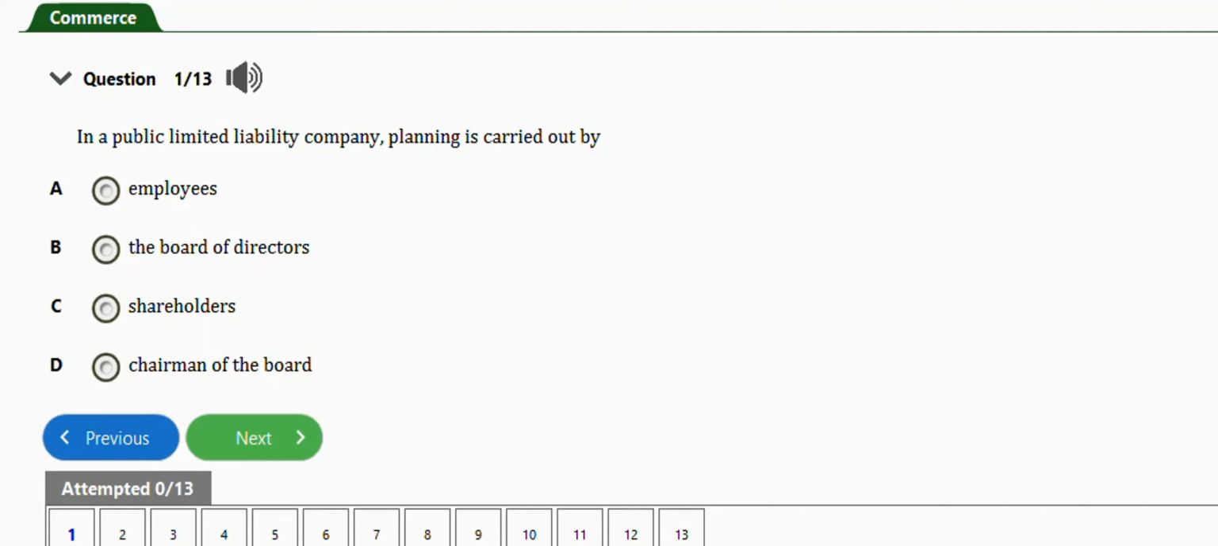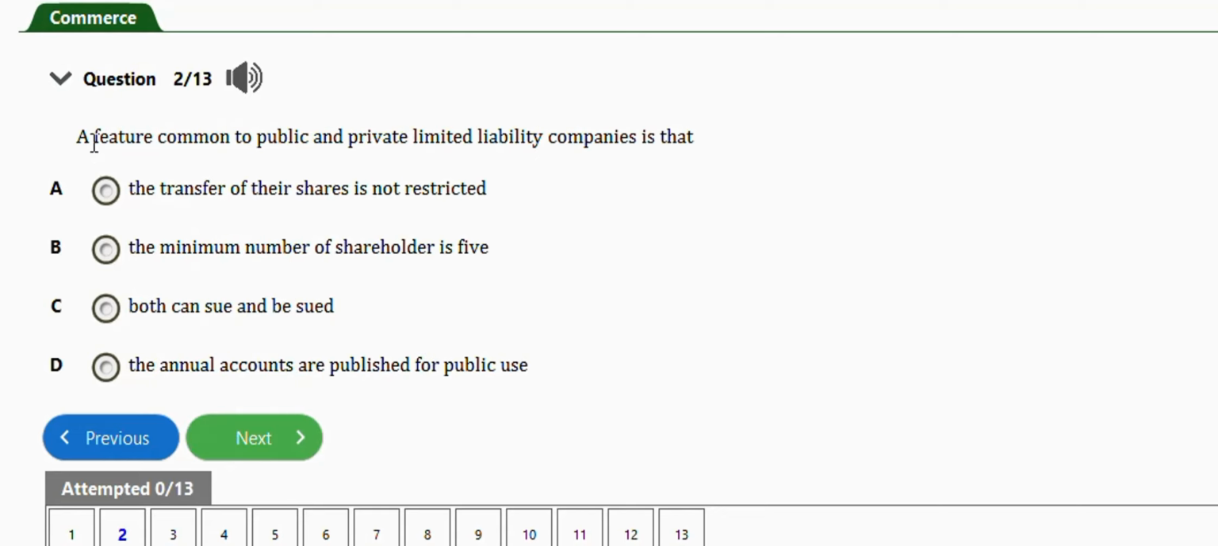Let's get started. The first question says, in a public limited liability company, planning is carried out by: our employees, the board of directors, shareholders, chairman of the board. The right answer is option B, which is the board of directors.